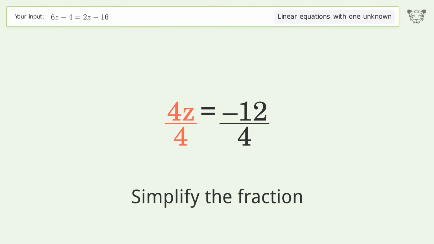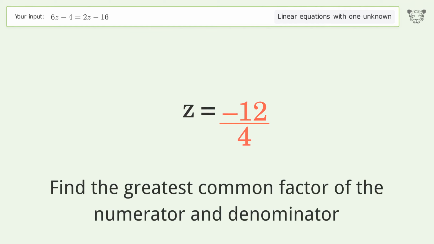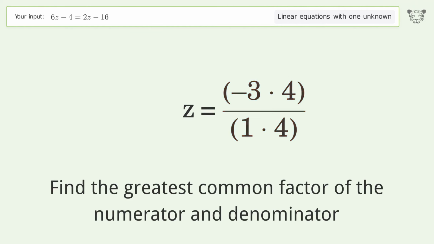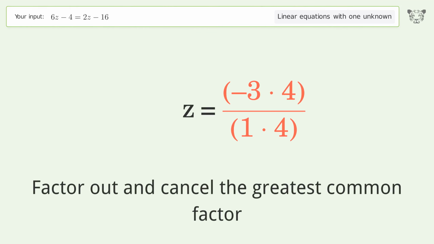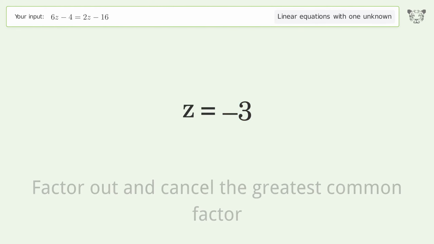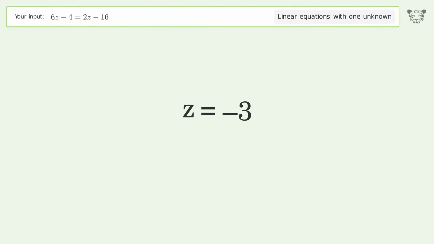Simplify the fraction. Find the greatest common factor of the numerator and denominator. Factor out and cancel the greatest common factor. And so the final result is z equals -3.